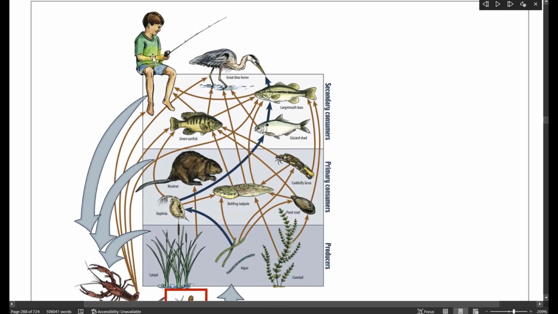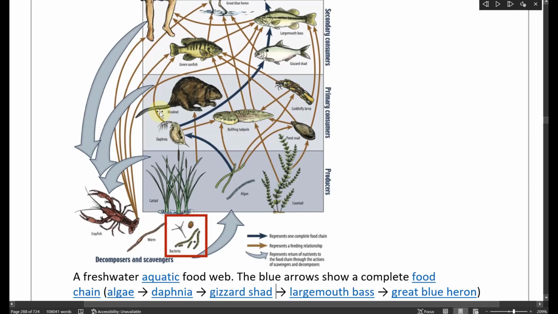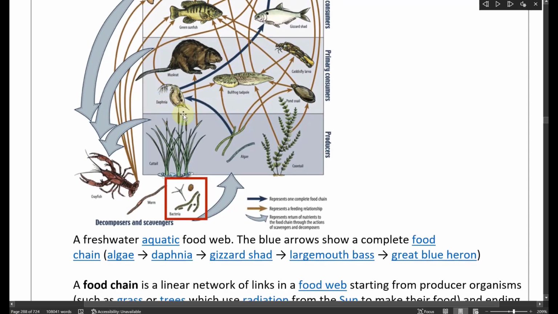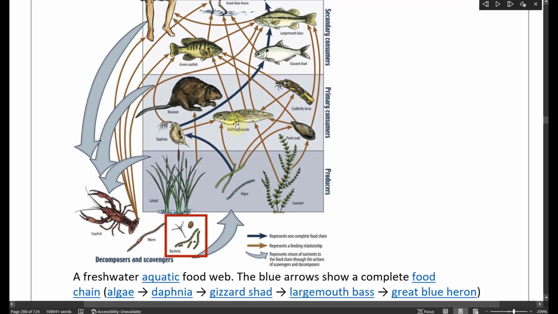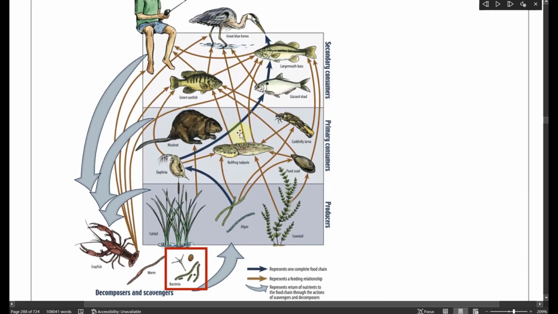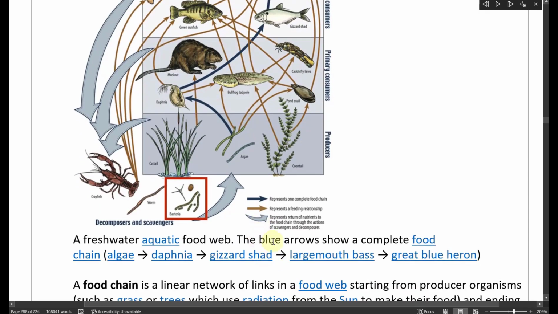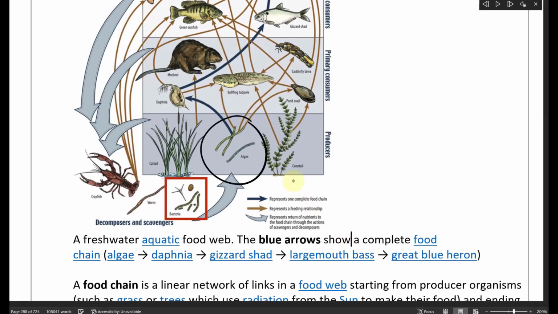So you have this person fishing, and what happens here is you have a complete food chain, and algae is over here. Let's just look at the blue arrow right here. Let's bold this blue. The blue arrows show a complete food chain. So you have this algae right here. Remember, they're primary producers, photosynthetic. They create their own food from light and chemicals.